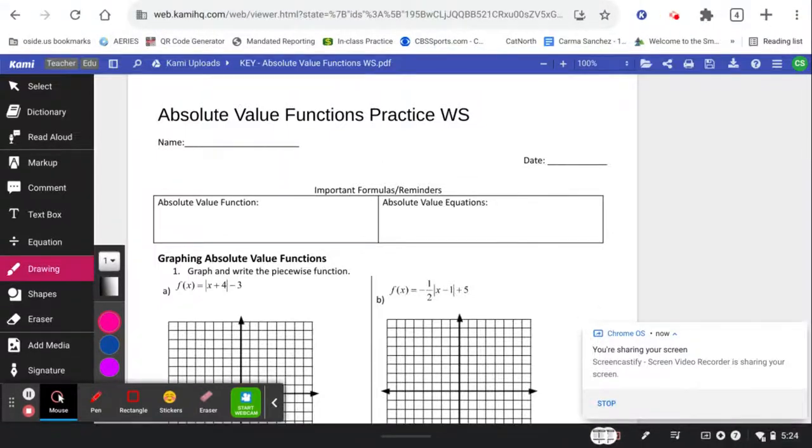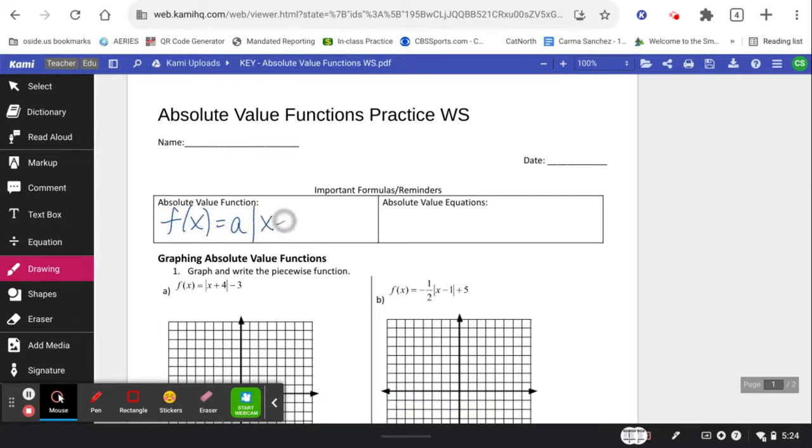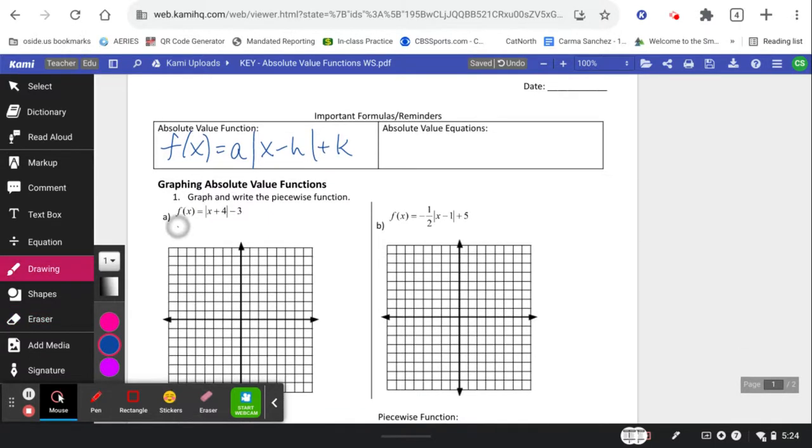Okay, so a couple things here before we get started on the graphs is that the absolute value function formula begins with your a, x minus h, plus k. And we're going to apply that, or use that, I should say, down here. This is the format given. So in order to graph it, step one is to pull out that hk.